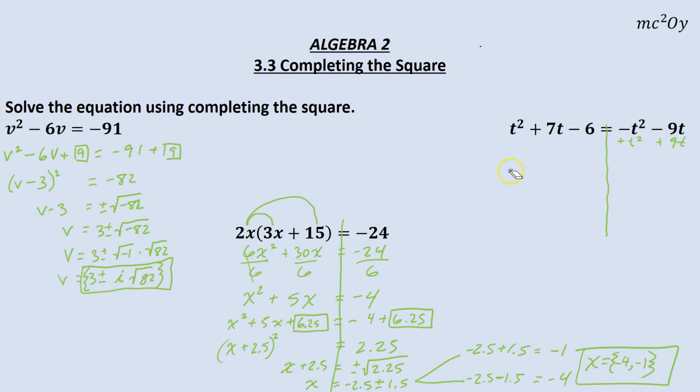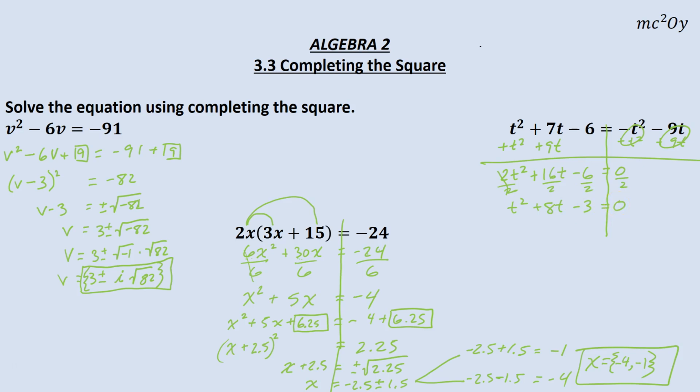Okay, so I'm going to add t squared, add 9t. Here you get 0 and 0. Here you get 2t squared plus 16t minus 6 equals 0. And now I'm going to get rid of that 2, that a term, again. So I'm going to divide every term by 2. Here it gives me t squared, here it gives me 8 and 3 and 0.